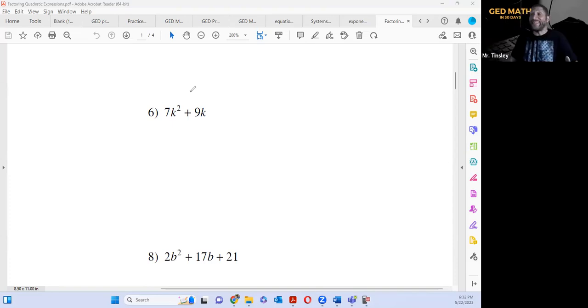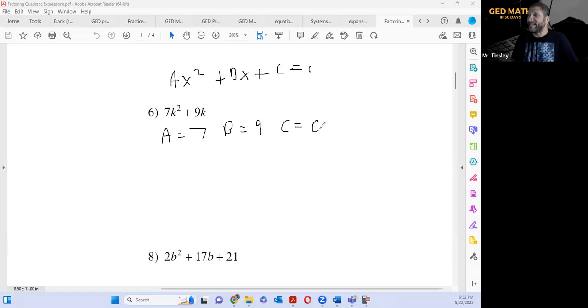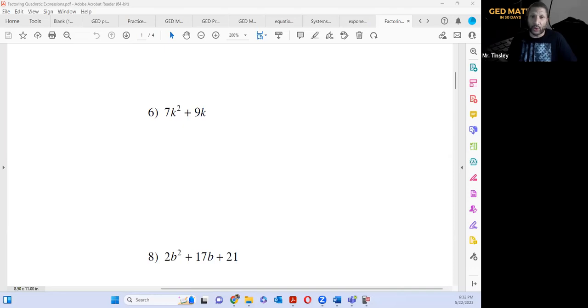But if it did, remember, ax squared plus bx plus c equals 0. My a is 7. My b is 9. My c is 0. Okay? So that's how you would identify your a, b, and c. Now, this is only asking you to factor. So that's all we're going to do is factor.